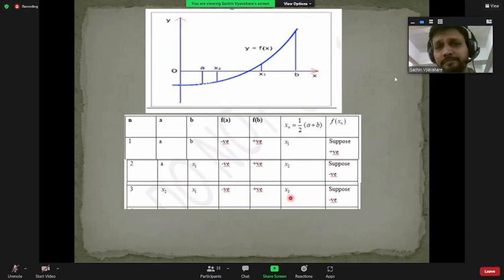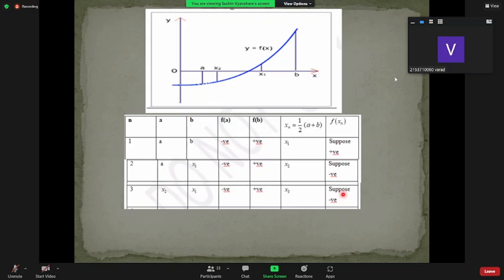We get x3. Suppose f of x3 is negative. What should be the next interval then? Where do we get the root? x3 to x1. Correct, very good. x3 to x1 is the correct answer. And this is the same thing. What happens in all these steps, you will observe: initially the interval is bigger, and every time it is reduced by half.